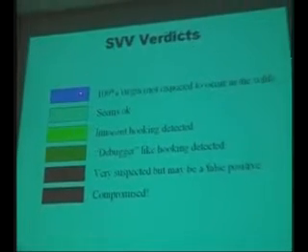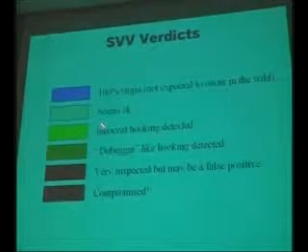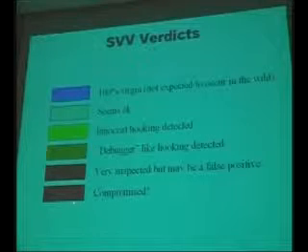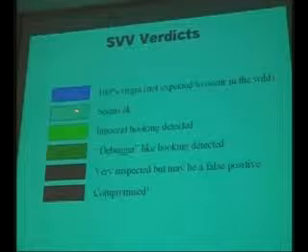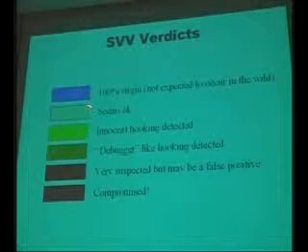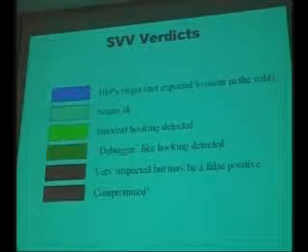On the output it gives one of six verdicts. It could be, well, this is green. This should be green. This should be yellow. This should be orange. This should be red and this should be deep red.